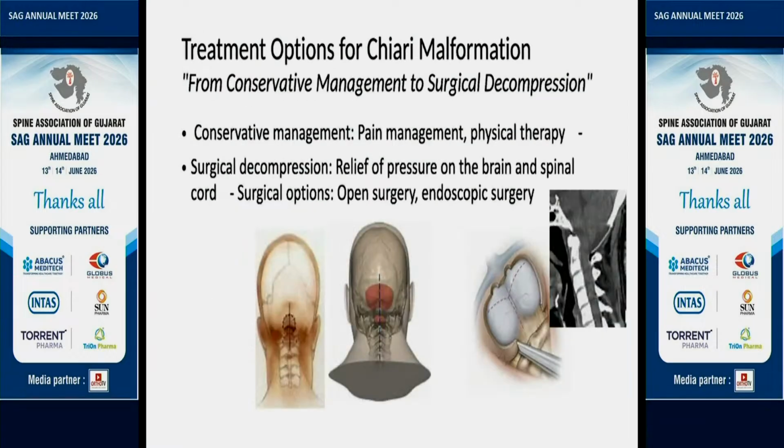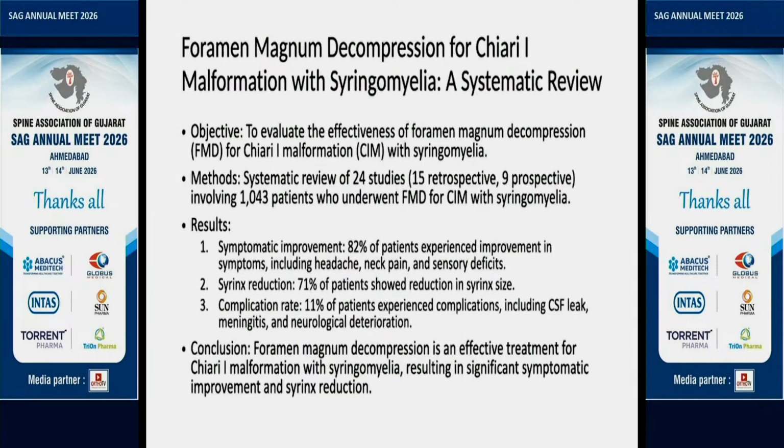So treatment options, yes, we should try the conservative. The surgical decompression is for relief of the pressure on the brain and the spinal cord. So surgical options are either open FMD or endoscopic surgery. There were multiple studies to prove symptomatic improvement: 82% of patients experienced improvement in symptoms of headache, neck pain and sensory deficits. Even syrinx reduction was shown in 70% of patients. The complication rate is 11% with CSF leak, which we can take care of with the endoscope.